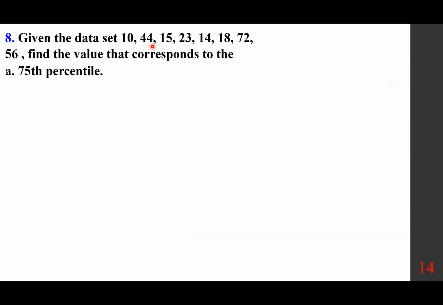Given the data set 10, 44, 15, 23, 14, 18, 72, 56, find the value corresponding to the 75th percentile. So number 1, let's rank the data, sort the data from smallest number to the largest number. So obviously 10 is the smallest, 72 is the largest, and the rest are in between. That's the very first step we need to do.